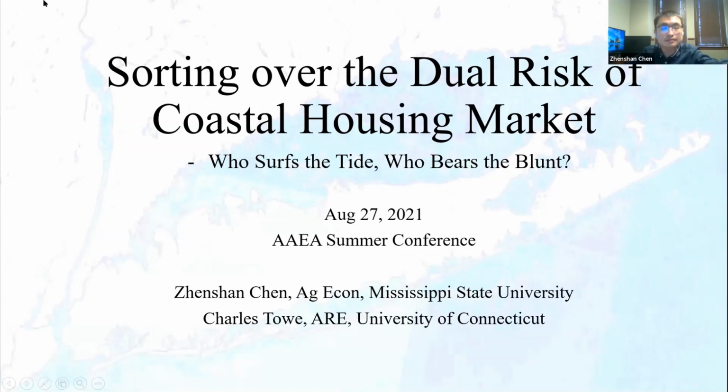So, I'm Jinshan Chen. I'm a postdoc associate in the Ag Econ Department, Mississippi State University. This is work in collaboration with my major advisor, Charles Tao, who is an associate professor in the Agriculture and Resource Economics Department, University of Connecticut. That's where I graduated from. So we're trying to build a dynamic sorting framework over the dual risk of the coastal housing market. The dual risk being the price risk and the flood risk.